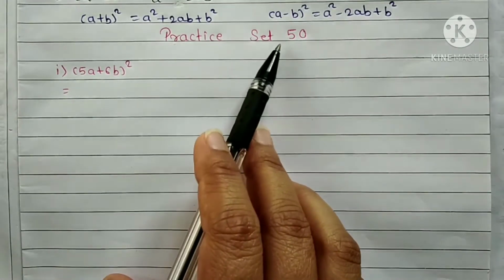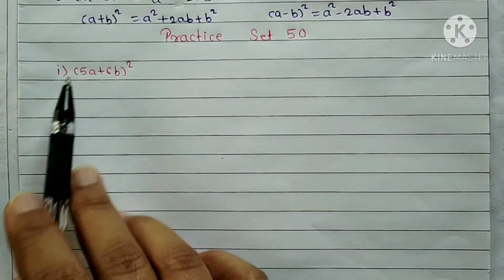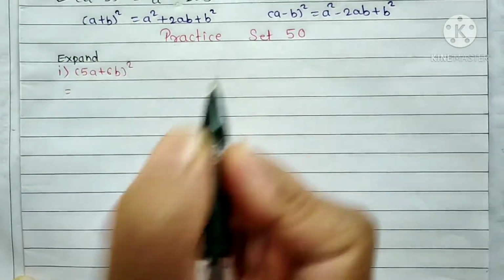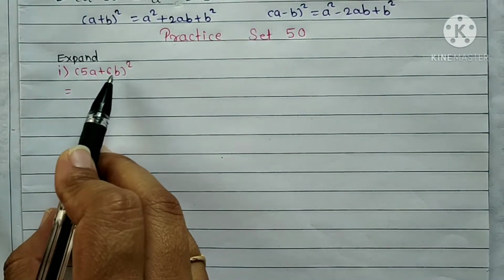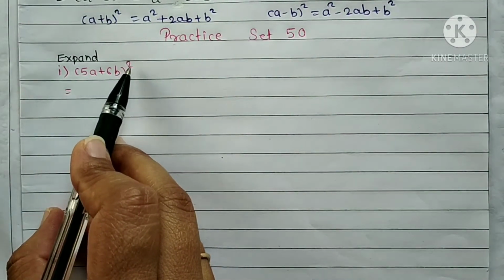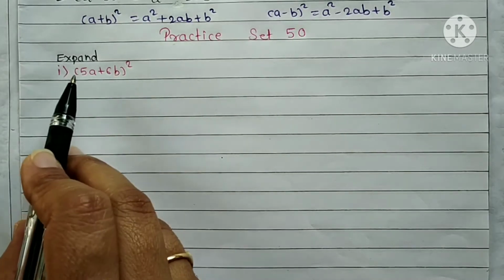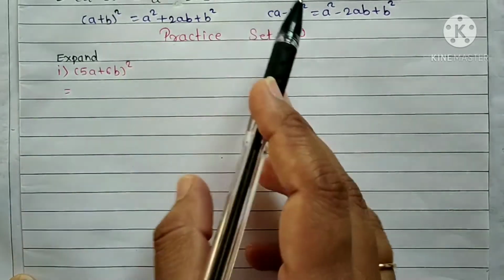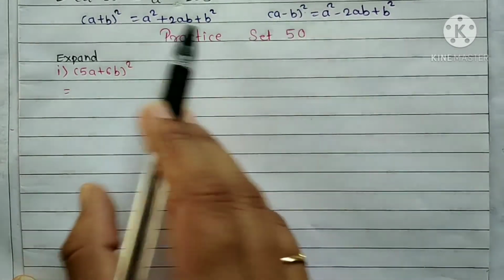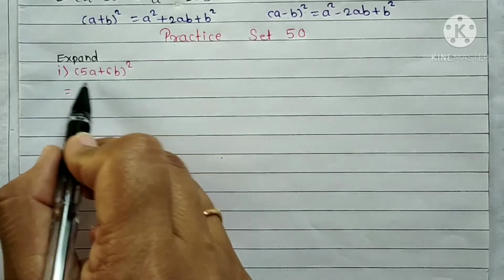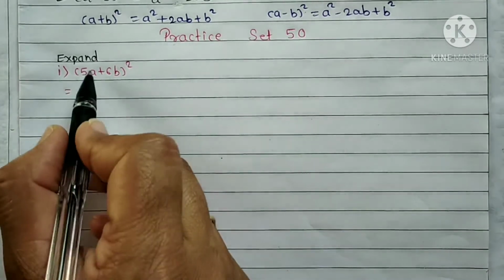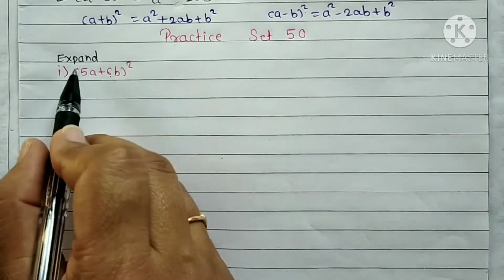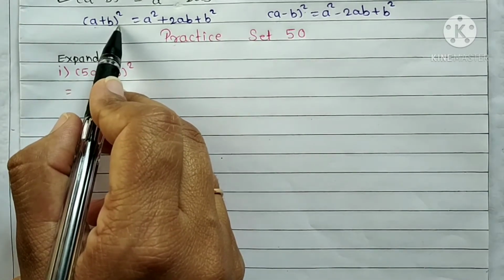See Practice Set 50. First question: expand. The first example is (5a plus 6b) whole square. To solve this, we use the previous formulas, that is (a plus b) whole square and (a minus b) whole square. Here this expansion is in the form (a plus b) whole square, so here we use this formula.